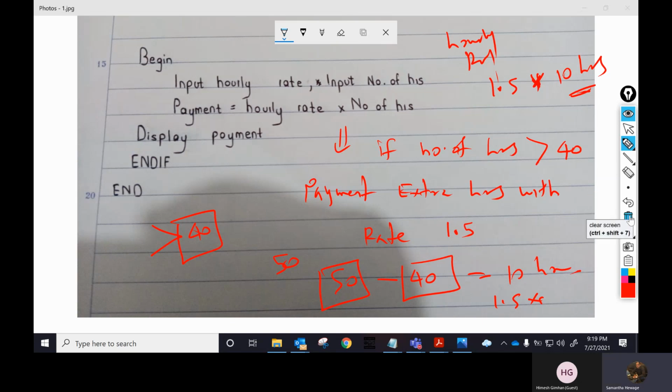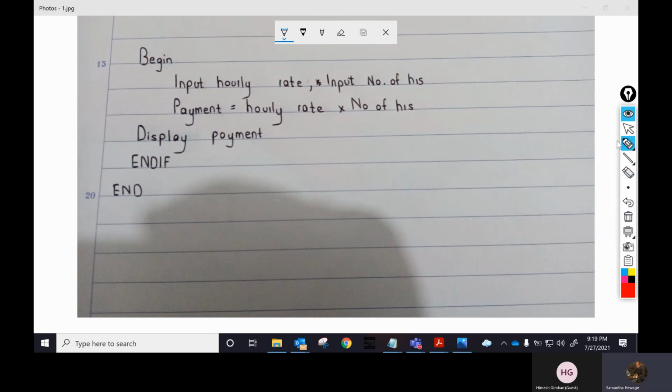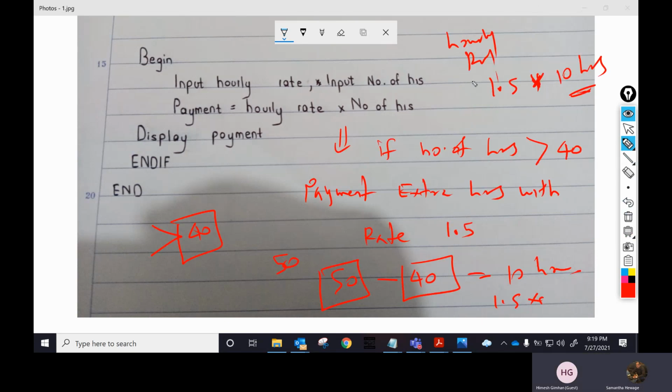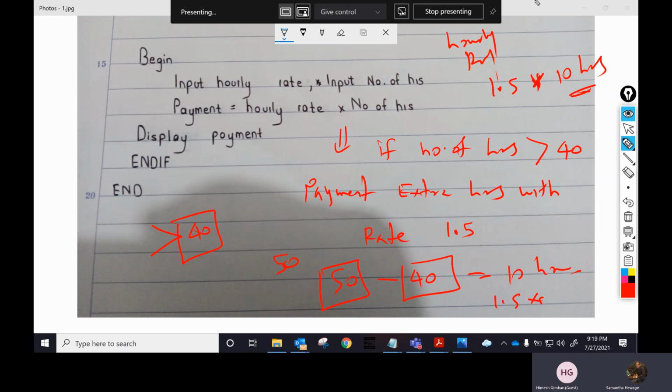Can you draw the flow chart for this? Understood? Sir, can you show the question again? Yeah, this one. Okay, sir.